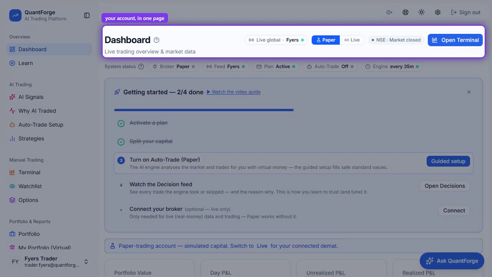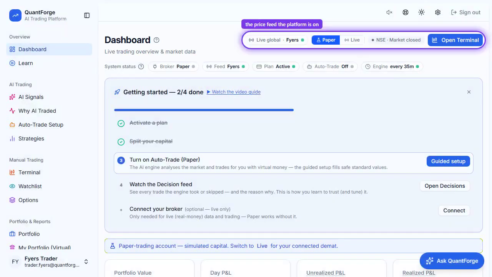On the left is the page name and one line telling you what it shows. Next to it, this chip says Live Global, fires, that is the price feed the whole platform is using at this moment, and which broker it is coming from. And this pill that says the market is closed? That is the exchange session, read from the platform, not from your computer's clock.